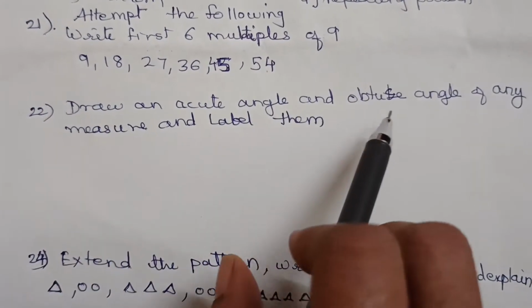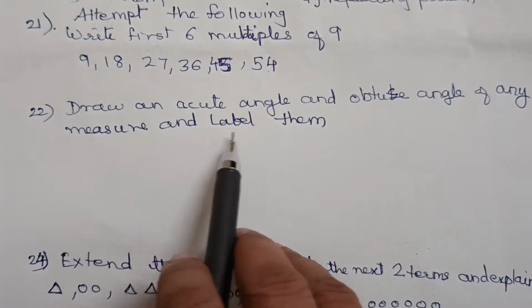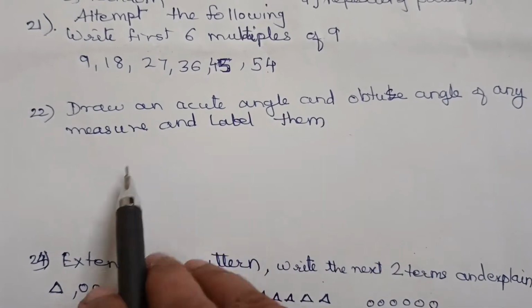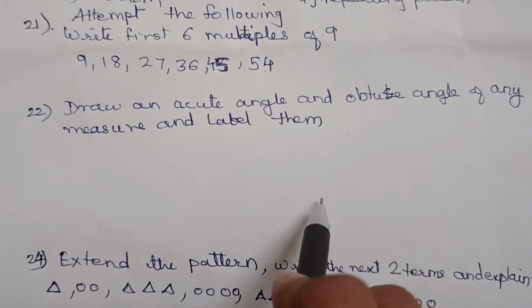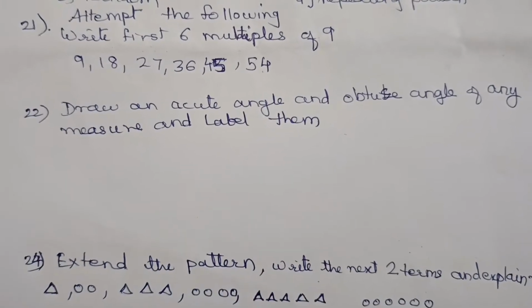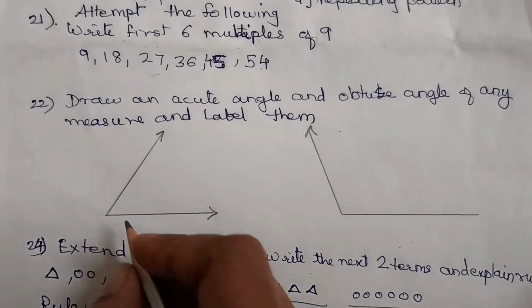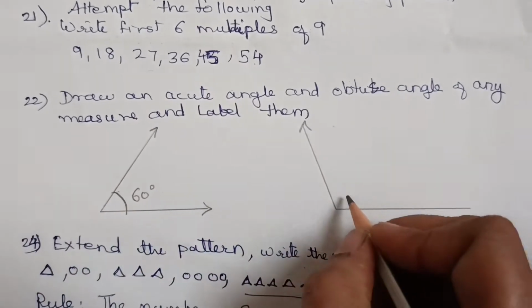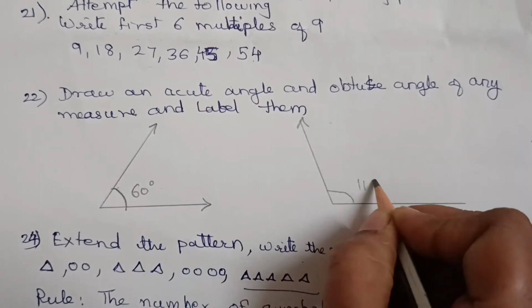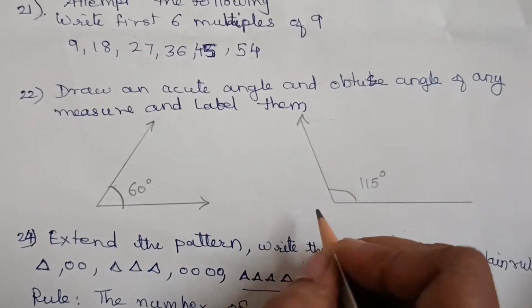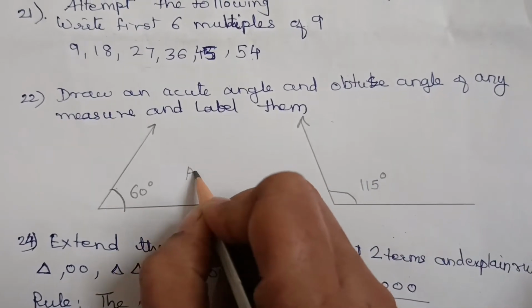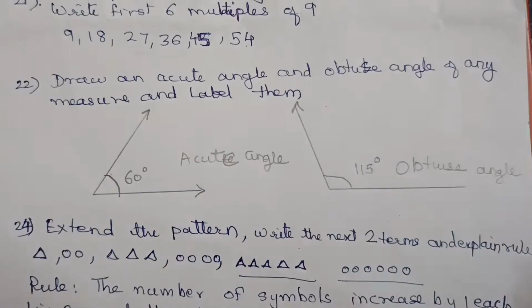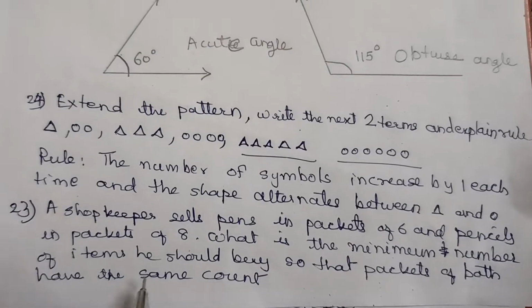Question number 22. Draw an acute angle and obtuse angle of any measure and label them. Here you have to draw obtuse and acute angles. Here we have drawn the angle 60 degree and 115 degree. This is an acute angle. This is an obtuse angle.